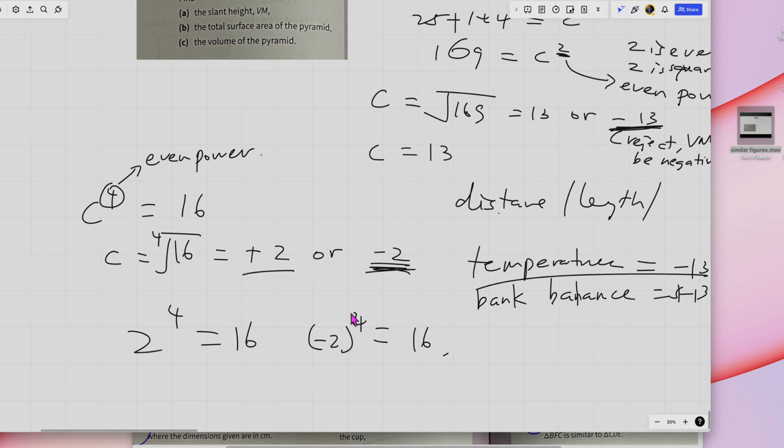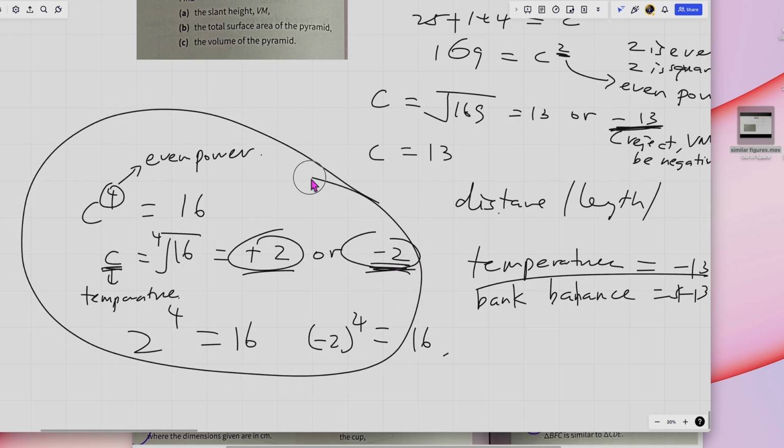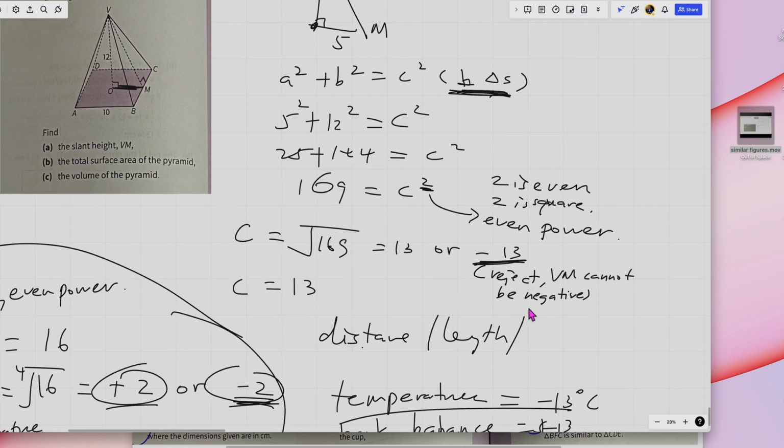But it depends whether your C is the temperature or whether C is distance. If C represents temperature in this case, can you accept negative 2? Yes, temperature can go below 0. Exactly. So therefore, you don't reject the negative 2 in this case. You reject only when VM cannot be negative.